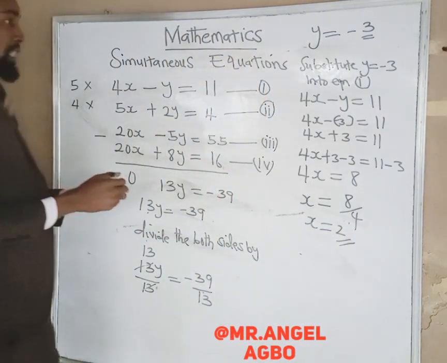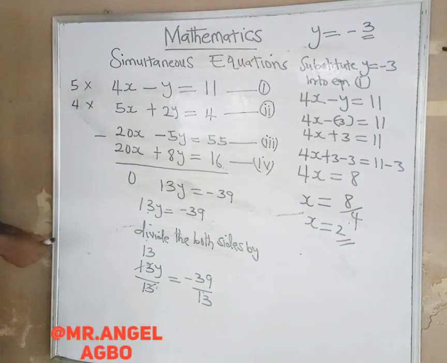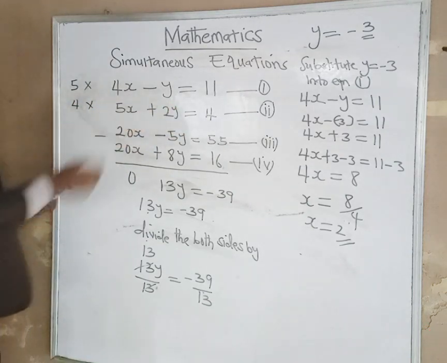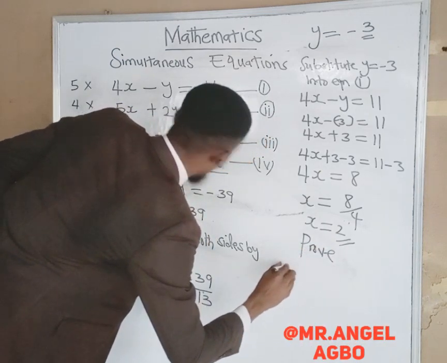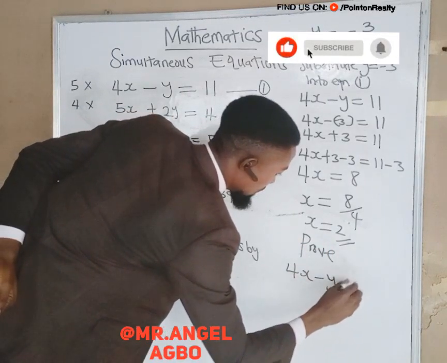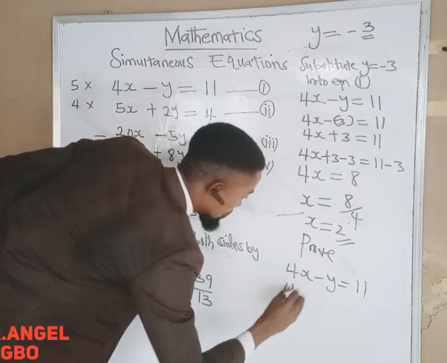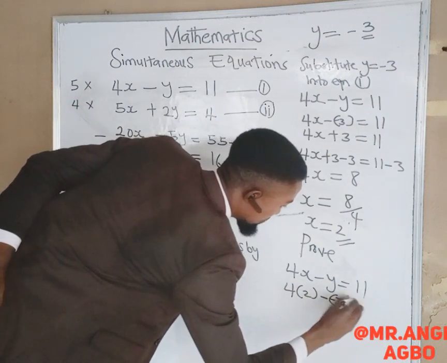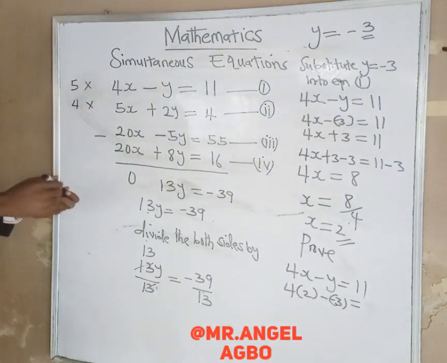It means that our y is minus 3, our x is plus 2. Let's prove it. In mathematics, you can prove. Let's use equation 1 to prove whether our answer is correct. 4x minus y equals 11. Am I right? Our x is 2, bracket 2, minus bracket minus 3, equals 11. Let's know whether if we add everything together, we have 11.